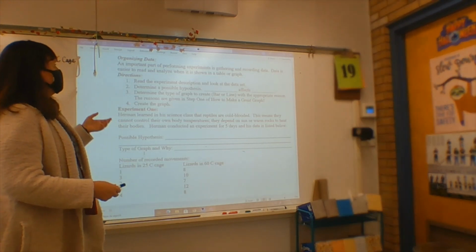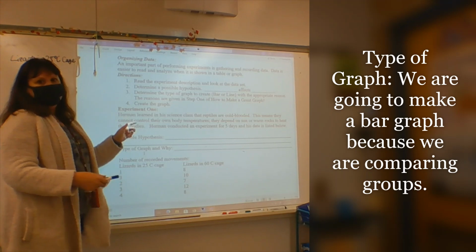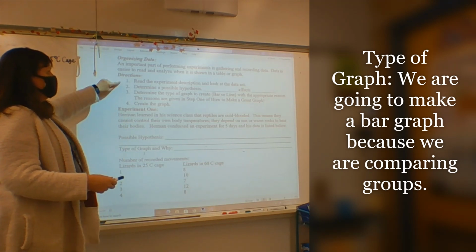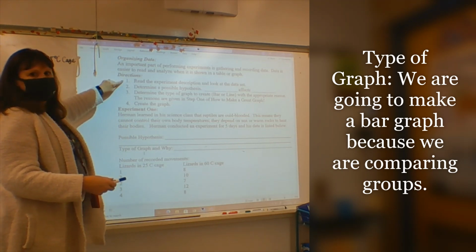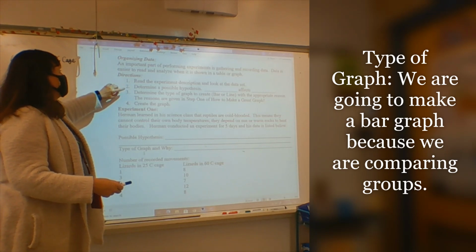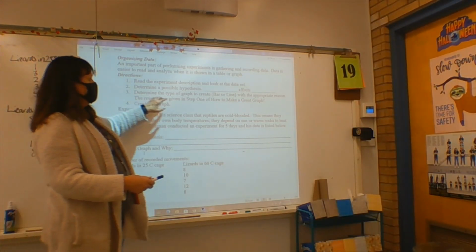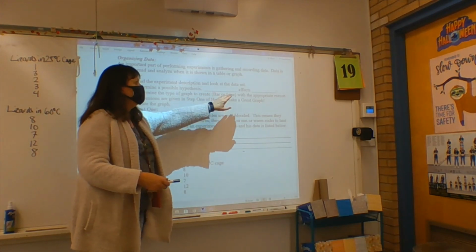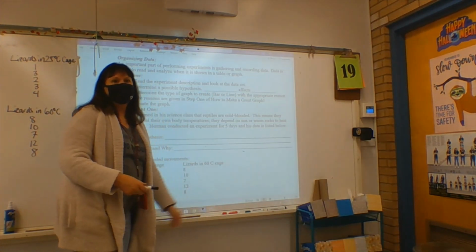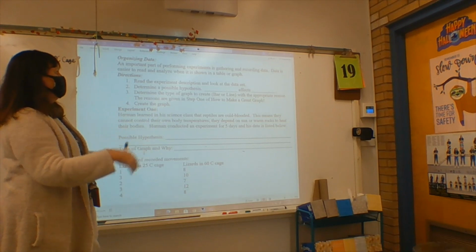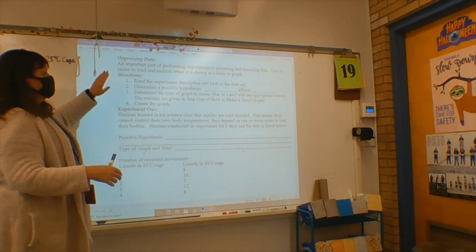So when you're doing this, here is your job, okay? You are going to read the experiment description and then look at the data set that we provide. You are going to determine a possible hypothesis, and this is the way we phrase our hypothesis. Something always affects something else. So you have to say blank affects blank. Okay? Then you're going to do step 1.